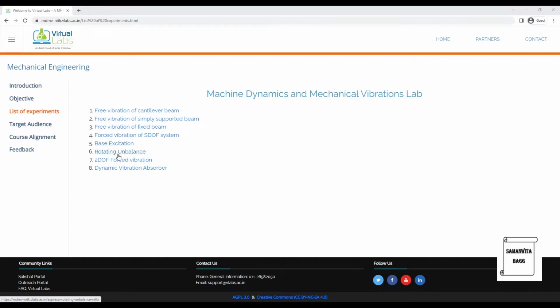This is a continuation of the 4th and the 5th experiment on forced vibration of single degree of freedom system, wherein we are going to study a rotating unbalance present in a system and how a vibration is induced because of it, and that's what you're measuring using the virtual lab.